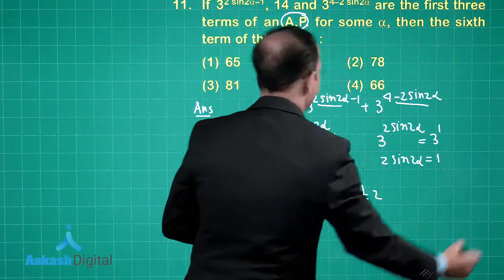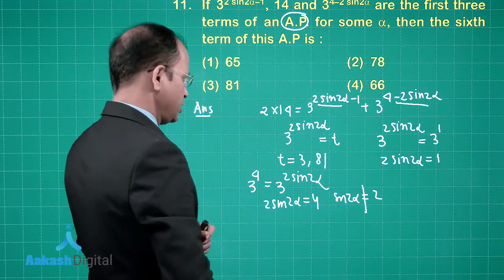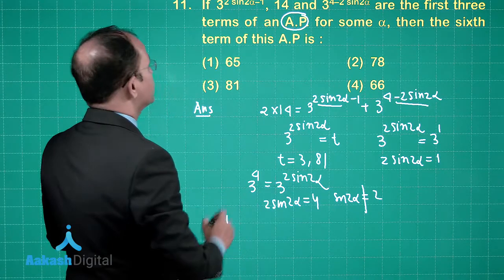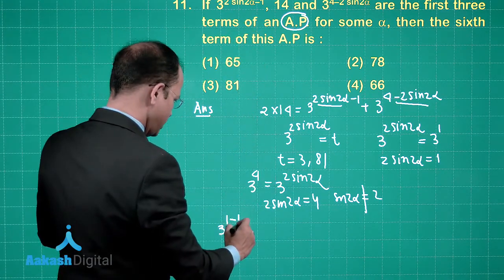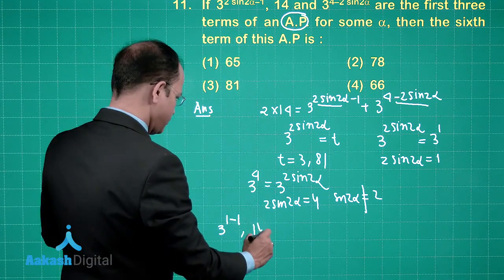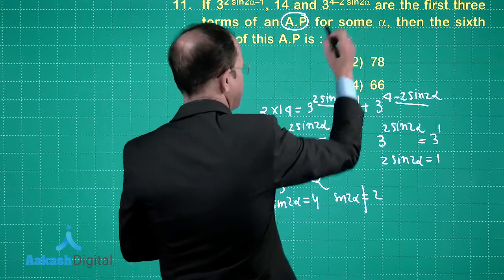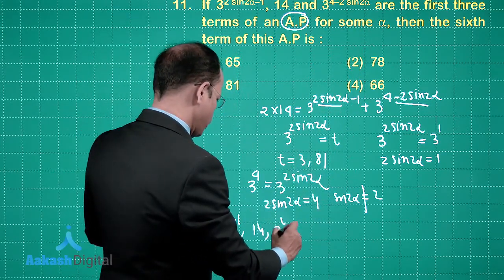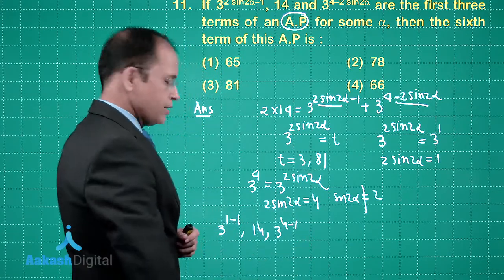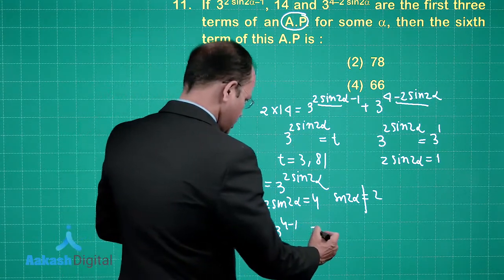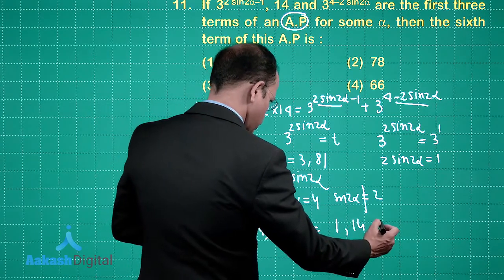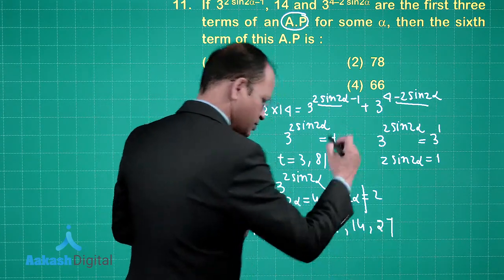So let's have a look at this part. If I talk about 2 sine 2 alpha, that is 1, we have minus 1, right? This is 14 we have, got it? Then again, 2 sine 2 alpha is 1, so we can write 3 raised to the power 4 minus 1, got it? So that means we can write it as 1, and this is 14 students, and this is coming out to be 27. Can you see that?